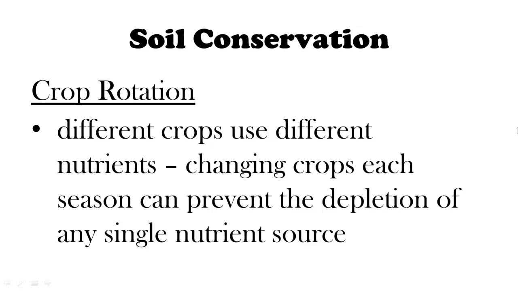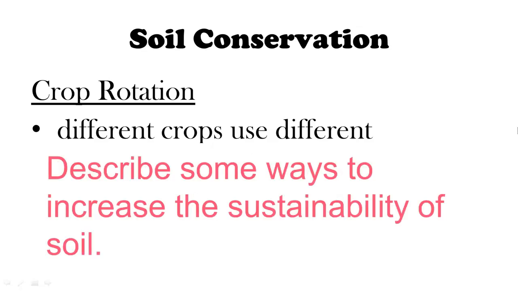Also, farmers can utilize something called a fallow year. A farmer might grow 3 years of crops in a location and then take a year where nothing is planted at all. And this is to allow the land to recover before another 3-year cycle of crops is planted. We should make sure we can describe some ways to increase the sustainability of soil.